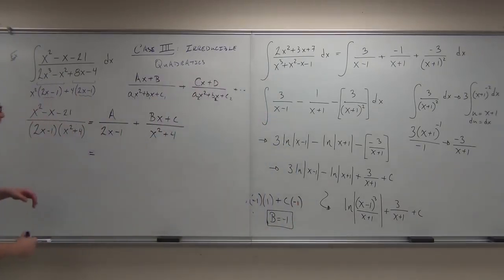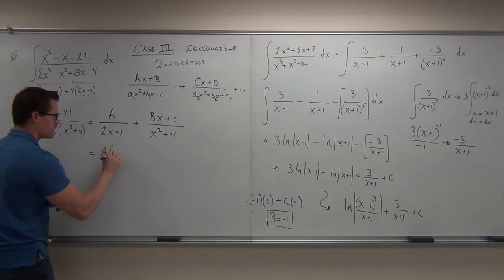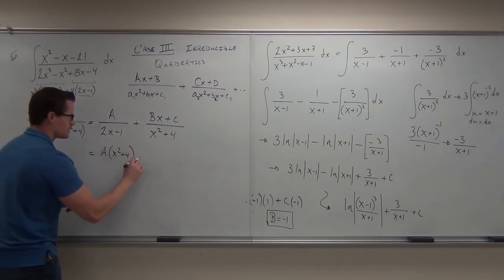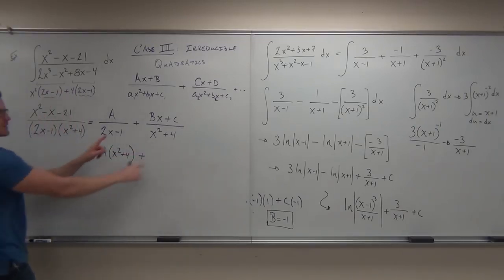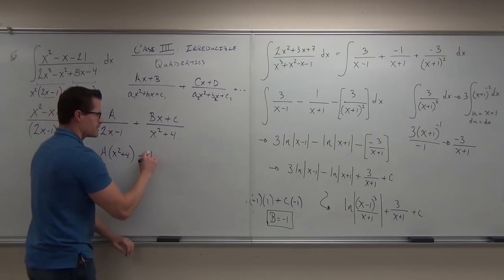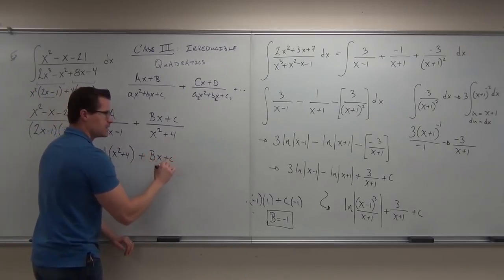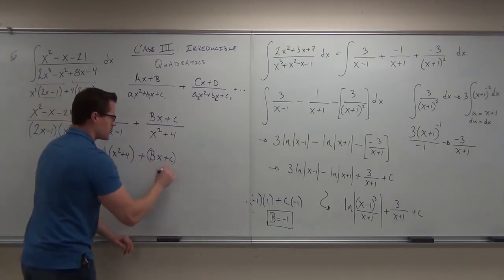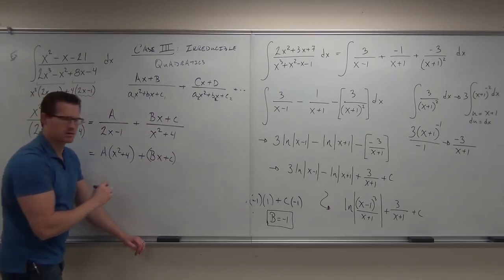Remember the way I do it? I look here and I look here. What's missing from here to here? X squared plus 4. So I have a and x squared plus 4. Plus, I look here and I look here. What's missing from here to here? 2x minus 1. So the way this looks is bx plus c. Remember, it's the whole numerator. I'm sorry, what's missing there? 2x minus 1.